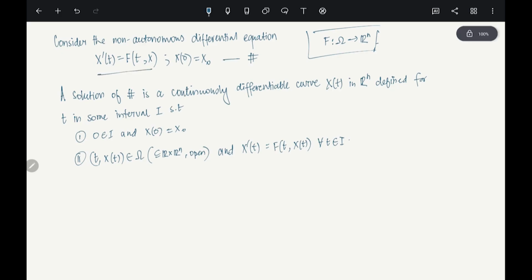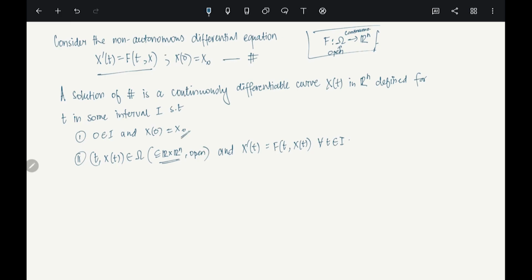What is the requirement on f? You see this t is varying in R, so basically in some interval in R. So f is defined on omega, which is a subset of R cross Rn. Here open subset, of course. This is open. And we will also assume that it is continuous. So basically it means that it is continuous with respect to both the variables, the t variable and the x variable. Clear?